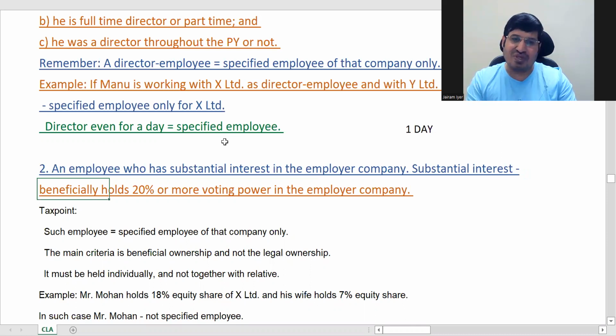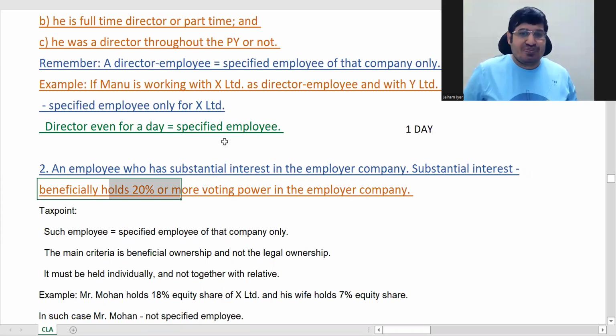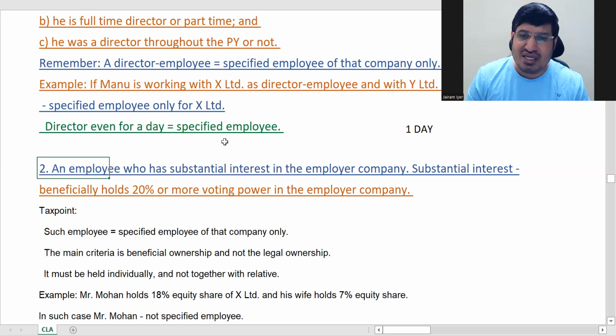Now in the depository system, whenever your shares are held in the depository system, the registered owner is the depository and you are the beneficial owner, but you have all the rights. So you have the right to vote and all that. So beneficial holder means you should be able to exercise it whenever required. So employee who has substantial interest in the employer company. Substantial interest means beneficially holds 20% or more voting power.